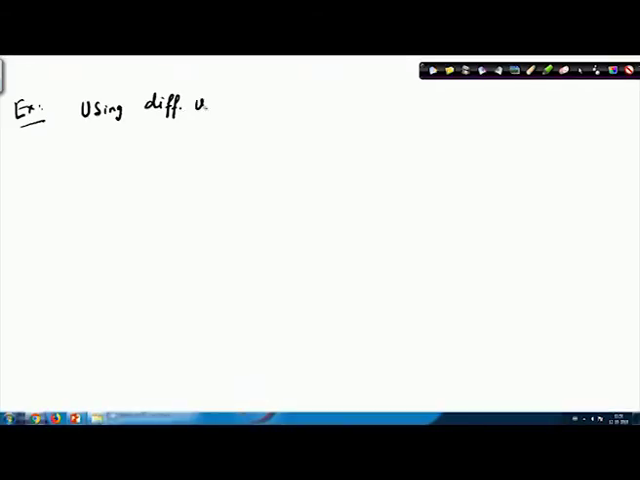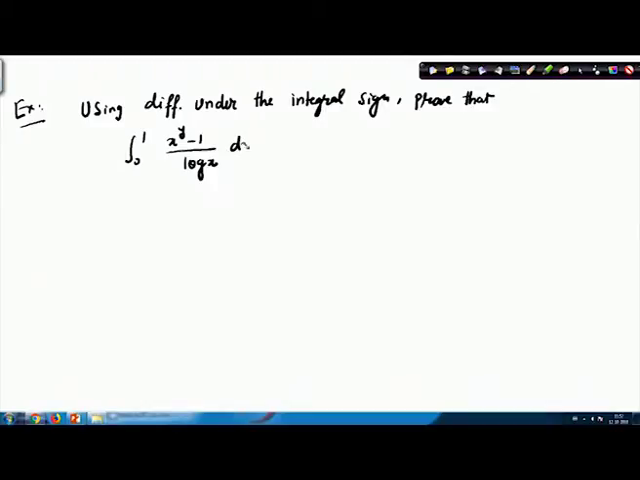So, first example is using differentiation under the integral sign. Prove that the integral from 0 to 1 of (x to the power y minus 1) divided by log x dx is equal to log of 1 plus y.